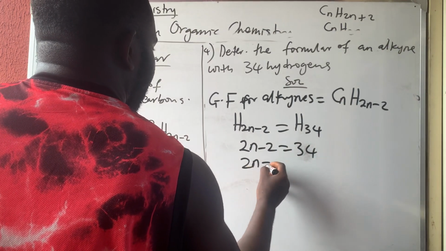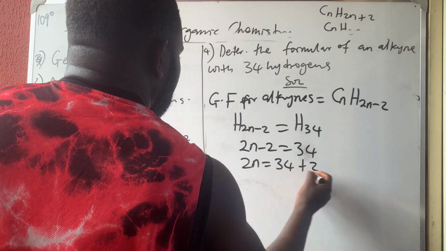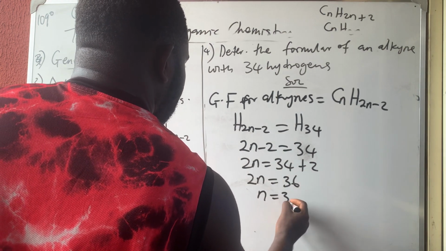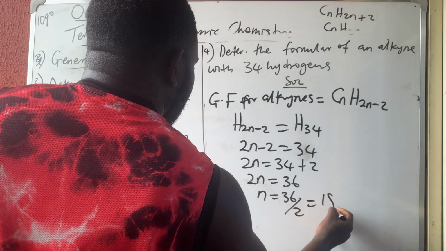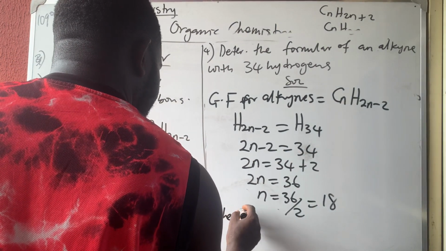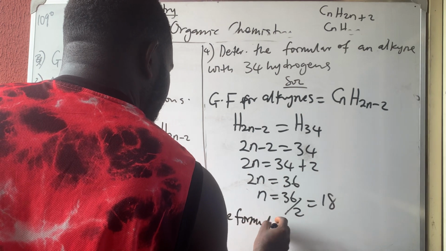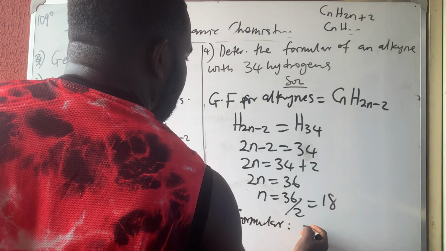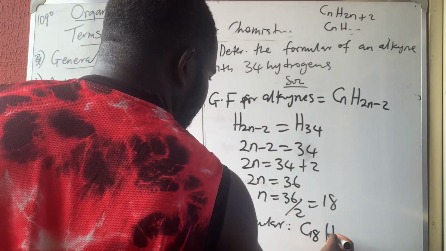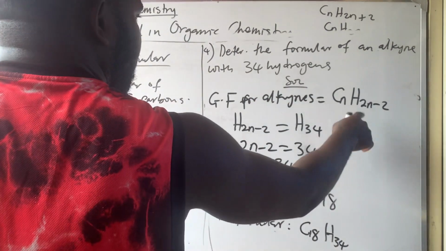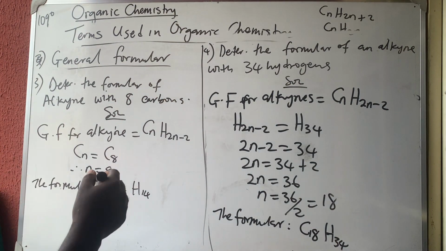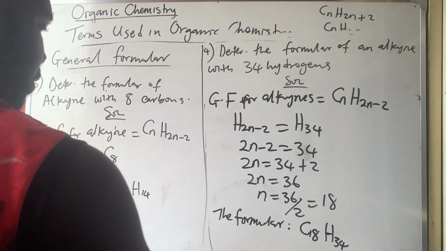So therefore 2n is equal to 34 plus 2. So 2n is equal to 36. So n is 36 divided by 2, which is 18. So if you have gotten n, the formula becomes C18H, and the H must be the same thing, 34. Or you check it. 2 times 18 is 36, 36 minus 2 is 34. So that is the formula.